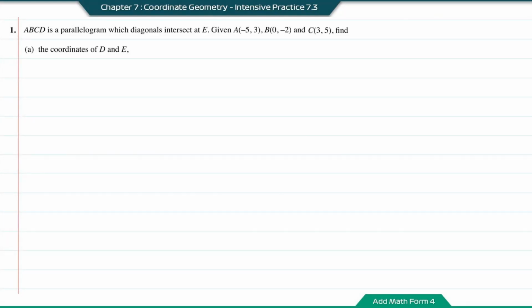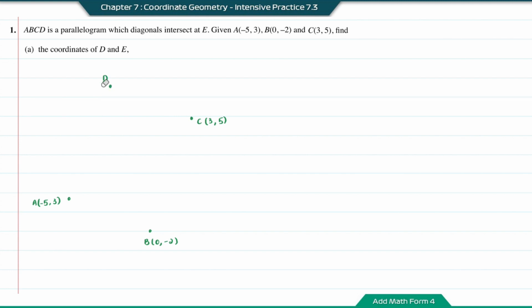Intensive practice 7.3, question number 1. ABCD is a parallelogram whose diagonals intersect at E. Given A(-5, 3), B(0, -2), and C(3, 5), find (a) the coordinates of D and E. So let's say these are the positions of the points A, B, C based on the coordinates given.